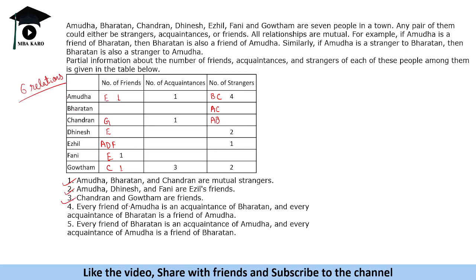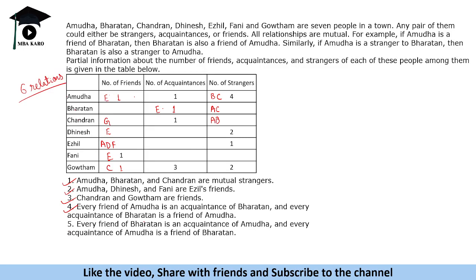Every friend of Amudha is an acquaintance of Bharatan, and every acquaintance of Bharatan is a friend of Amudha. So that means these are exactly the same in number and the same persons. This means Bharatan has only one acquaintance, that is Ezil, because Amudha has only one friend. That person will be the acquaintance of Bharatan, and whoever is the acquaintance of Bharatan will be a friend of Amudha. So that is Ezil. Okay, this is also done.